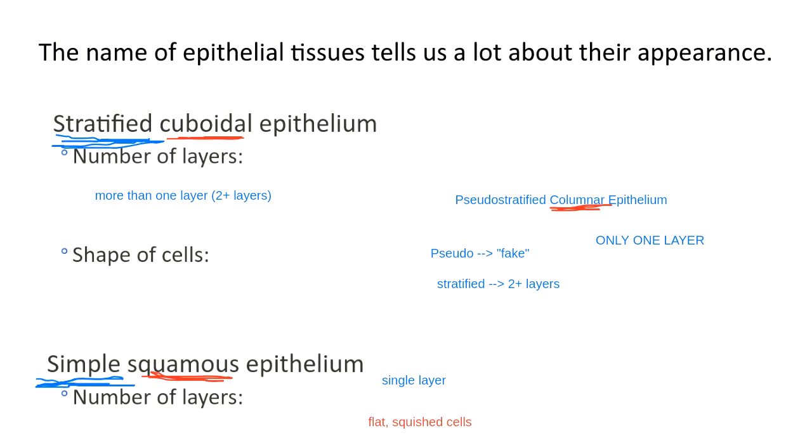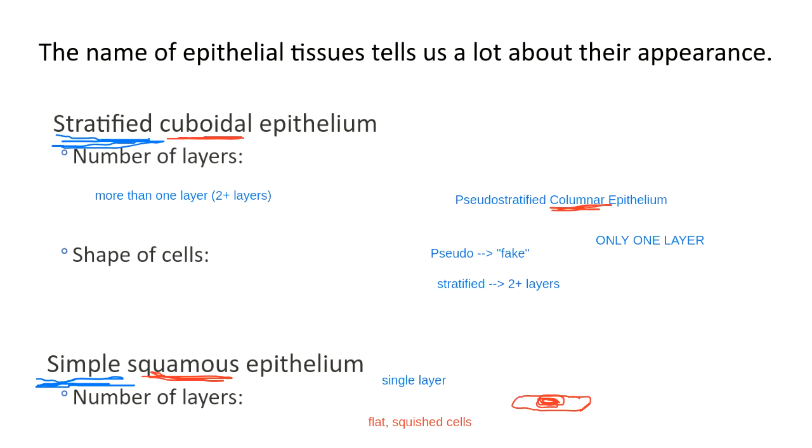Flat, squished cells. So when we're looking at them, because we'll start looking at them together, a lot of times they're going to look like this. They'll have a dark spot in the middle that is their nucleus. So my flat, squished cells, those are called squamous cells.